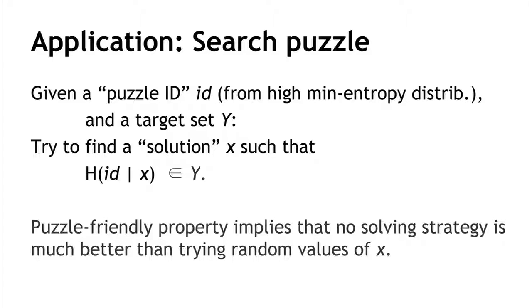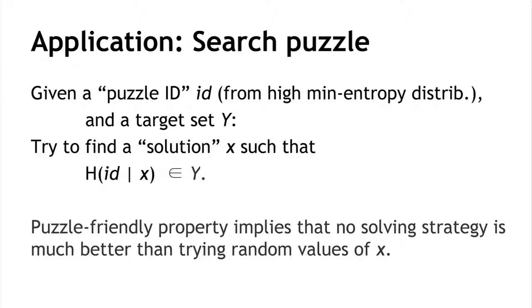And the puzzle-friendly property here implies that there's no solving strategy for this puzzle that is much better than just trying random values of x. And so if we want to pose a puzzle that's difficult to solve, we can do it this way, as long as we can generate puzzle IDs in a suitably random way. And we're going to use that later when we talk about Bitcoin mining. That's the sort of computational puzzle we're going to use.